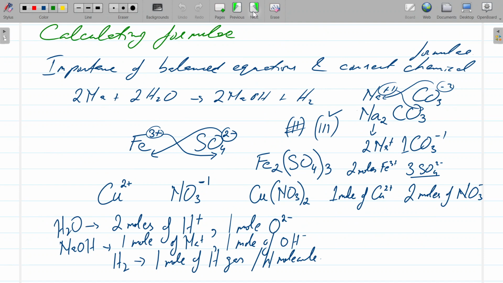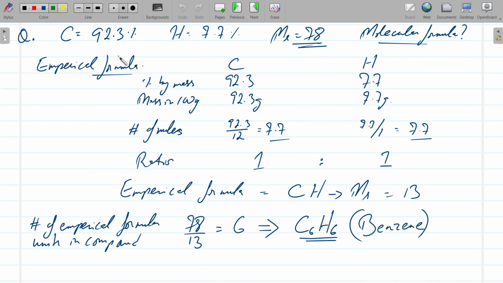Yeah. No, it was in the text. I showed it to you from the text. Okay. So 92.3% carbon and 7.7% hydrogen, and it had a relative molecular mass of 78. And you're asked to find the formula for that compound.